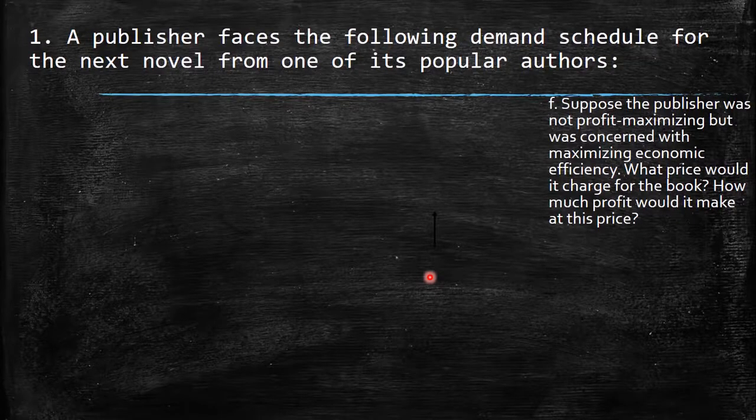Suppose the publisher was not profit maximizing, but was concerned with maximizing economic efficiency. What price would it charge for the book? How much profit would it make at this price? So remember, when we are talking about economic efficiency, we're talking about a kind of competitive market. And remember, in the competitive market we arrive at the conclusion that price equals marginal cost. If you still don't feel confident with that, please go back to the previous video of chapter 14 where we talk about competitive markets, because it is really crucial in order to understand this.